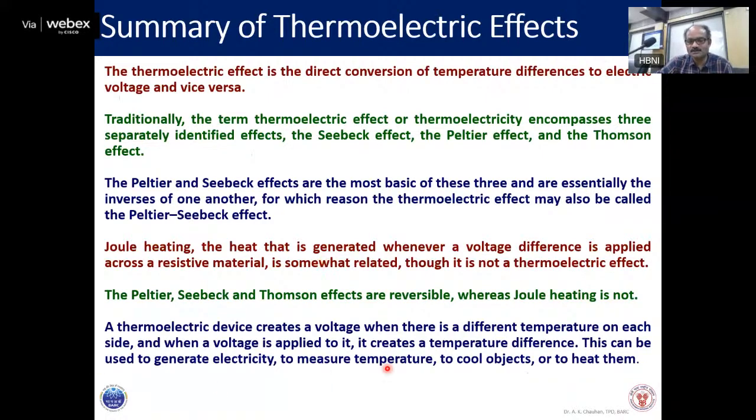This can be used to generate electricity, to measure temperature, or to cool or heat objects. To measure temperature, thermocouples are based on this principle. There are several Peltier coolers available in the market, where you pass the current and then the temperature is reduced. I have seen up to minus 80, minus 90 degrees centigrade easily achieved by just passing the current. Or obviously you can heat also.